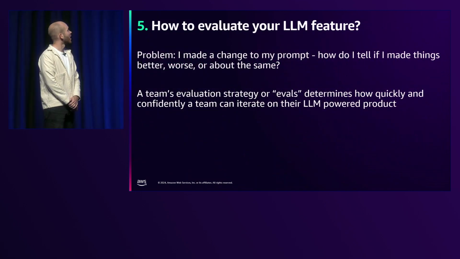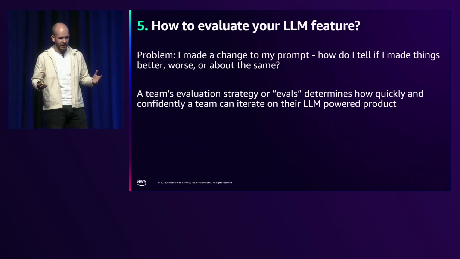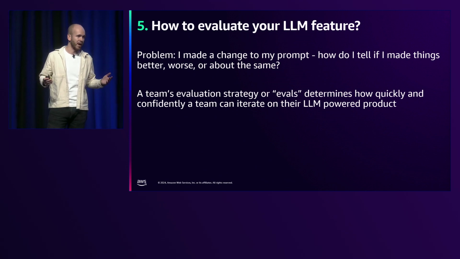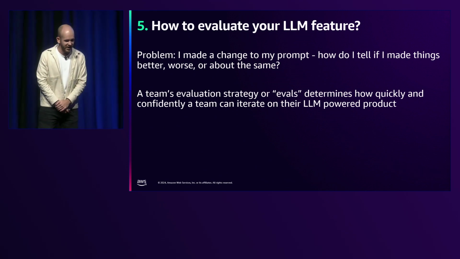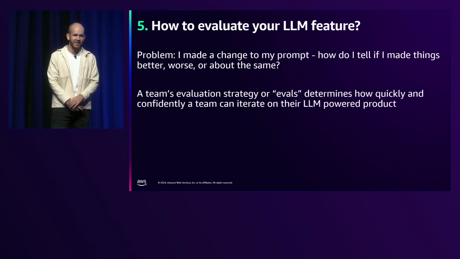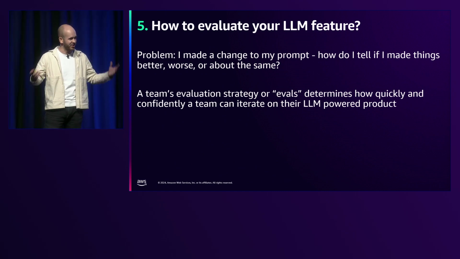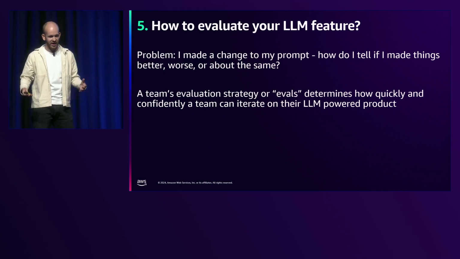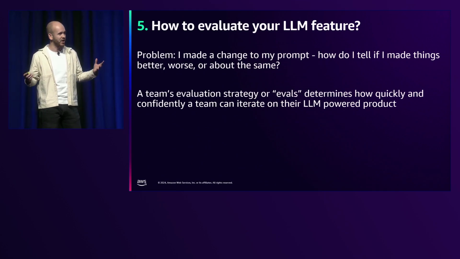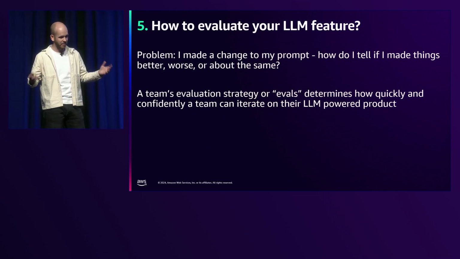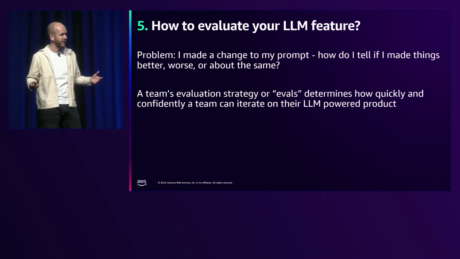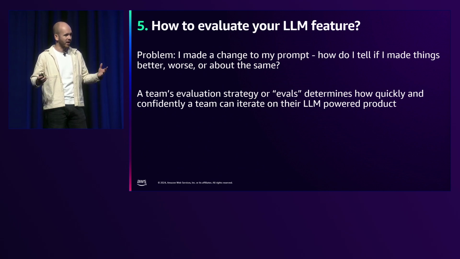The last thing I want to talk about is how to evaluate your LLM feature. This is a common problem that just about everyone is going to run into. The idea here is LLMs are probabilistic. And you're going to make a change to your prompt, or you're going to change your model, and you're going to ask yourself, how do I know if I made things better, worse, or about the same? The way you evaluate, or your evals, determines how quickly and confidently you can iterate on your LLM-powered product.